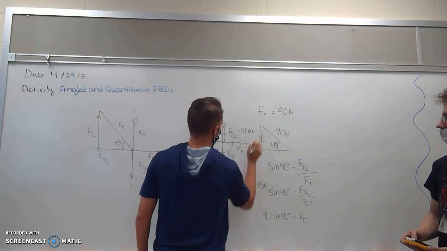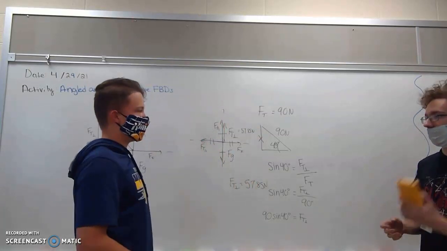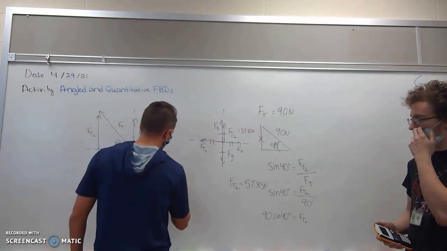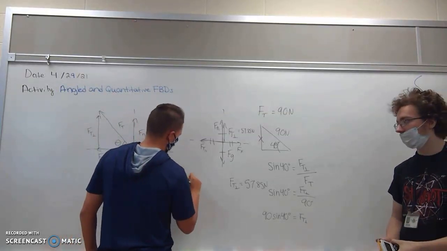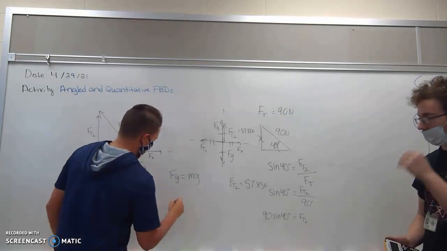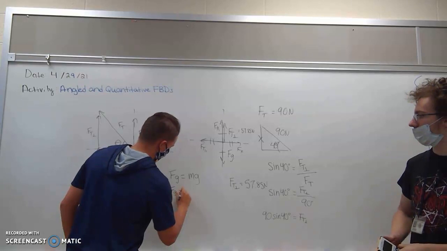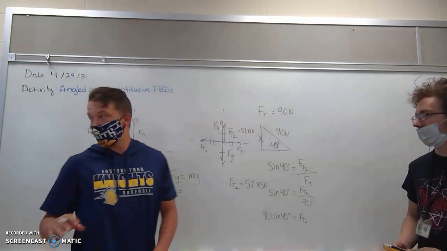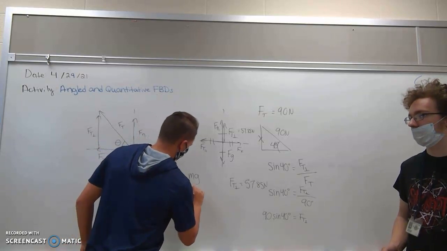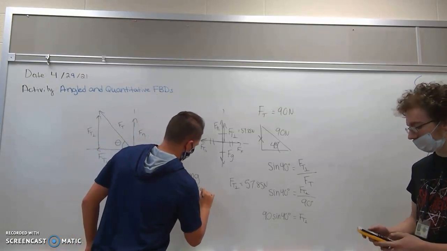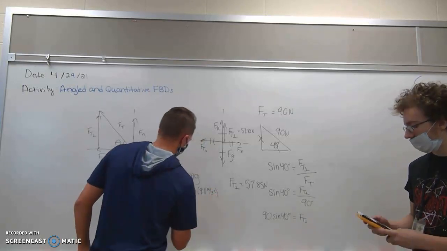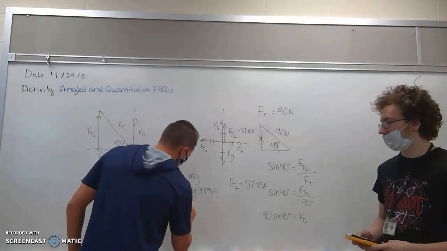57.85 newtons. Now we can move on to our force of gravity. Yes, we definitely do need our force of gravity here. So we know that force of gravity is equal to the mass times the acceleration due to gravity. So Fg is equal to, and we know that the child in this sled combo is 20 kilograms. So it would be 20 kilograms times 9.8 meters per second squared, which should give us 196 newtons.